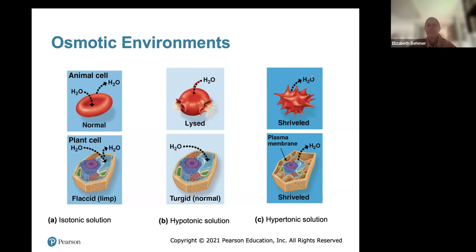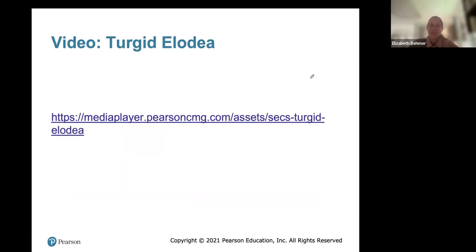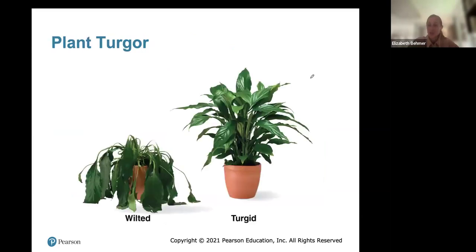Water balance in plant cells. Plant cells have very rigid walls and they are healthiest in a hypotonic environment with a net inflow of water, which expands their cell walls without bursting. And here we have plant turgor, where water will go into those cell walls to keep the plant upright.